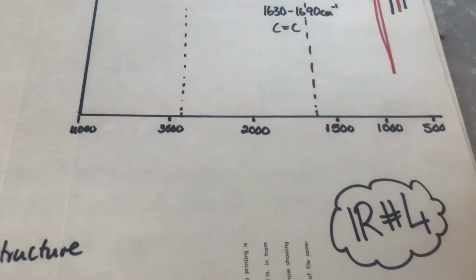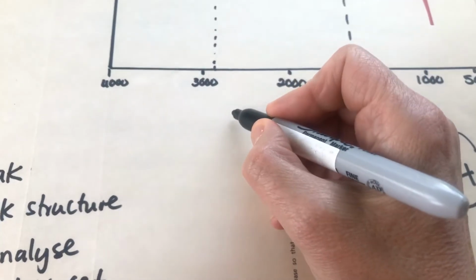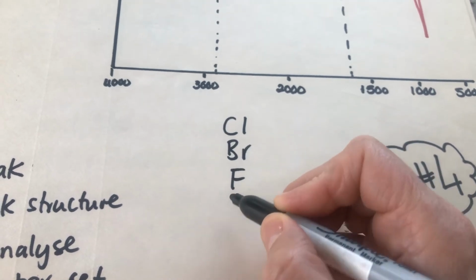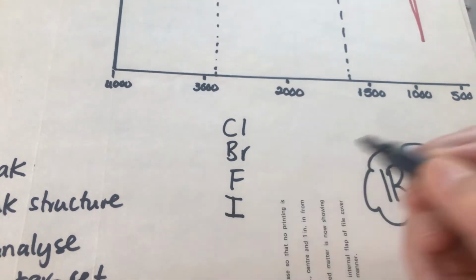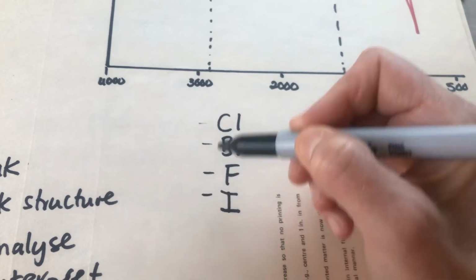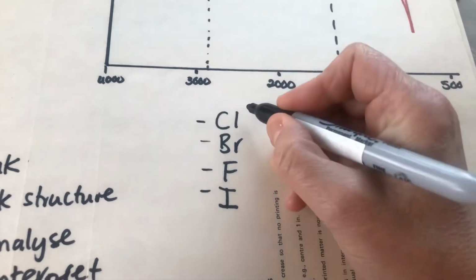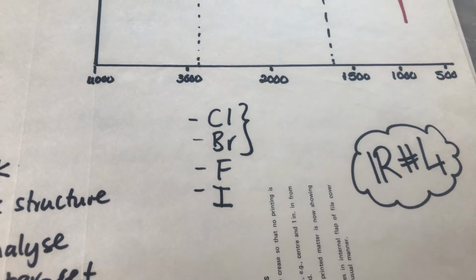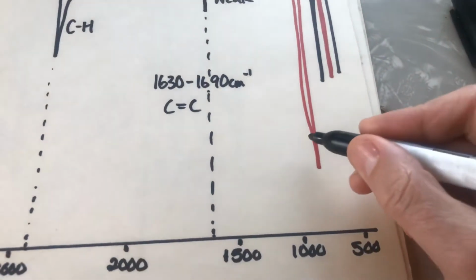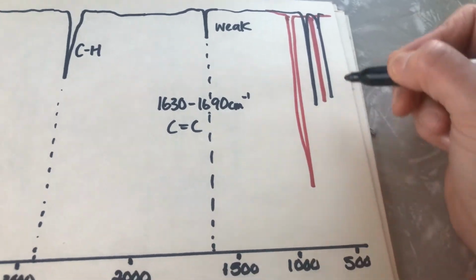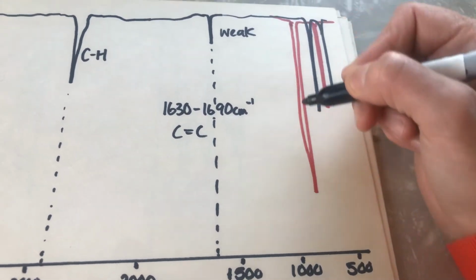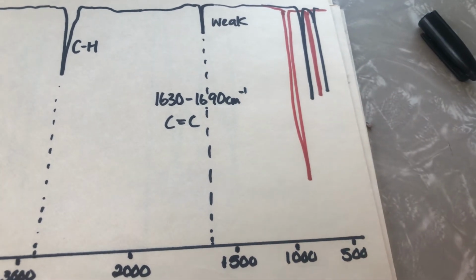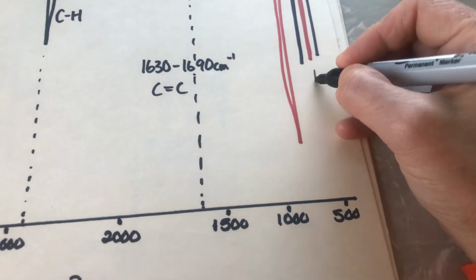Okay, so haloalkanes. Now we've generally got lots of halogens in our haloalkanes. We can have in class, and when we're looking at haloalkanes, we can have any of these halogens as part of it. But for these spectra, we're going to focus on Cl and Br. We're down in the fingerprint region, and the only time we're going to use the fingerprint region is to identify the Cls and the Brs.